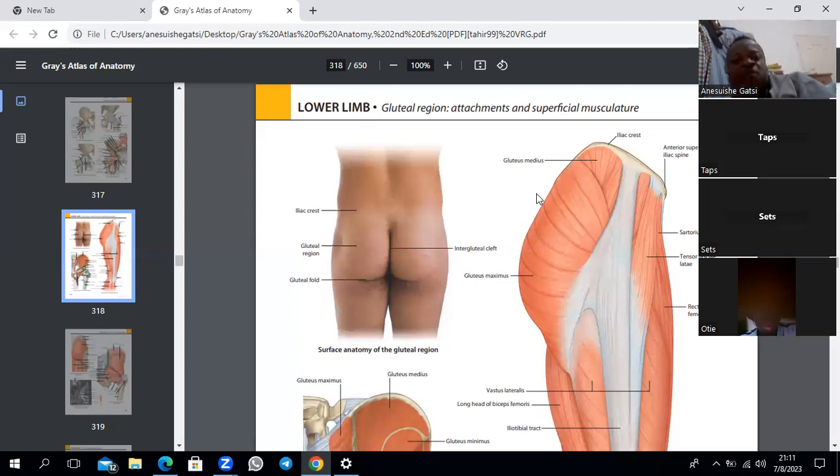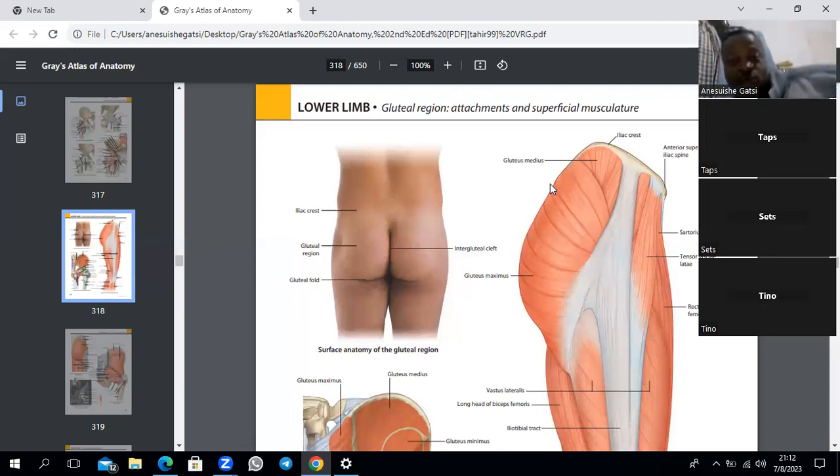So does anyone know the number of muscles that we have in the gluteal region? Anyone want to hazard a guess? Three. Three. Which ones? Gluteus maximus, minimus, and medius. Is that what whoever taught you said? It's a guess.